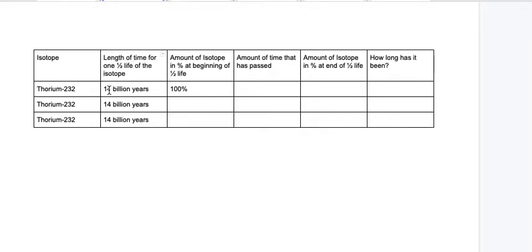Okay, so if the amount of the isotope at the beginning is 100% thorium, the amount of time that has passed, if it's 100%, is 0.